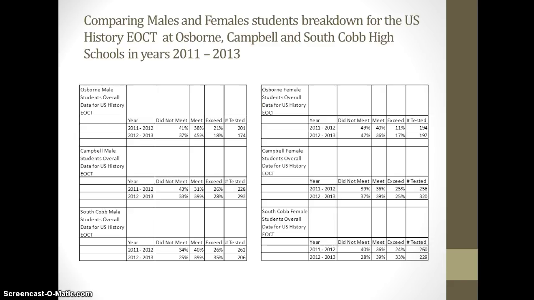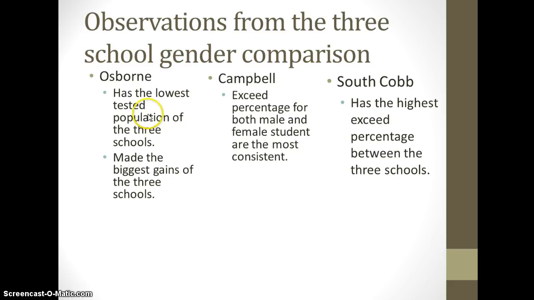I chose to look at this breakdown within the different schools to see if there's a commonality among the three schools, because they're so very similar in the demographics. So what can we take away from the comparisons? First, Osborne has the lowest tested population of the three schools. However, they've made the biggest gains of the three schools. Campbell's exceeded percentages for both males and females are the most consistent. And then South Cobb has the highest exceed percentage between the three schools.